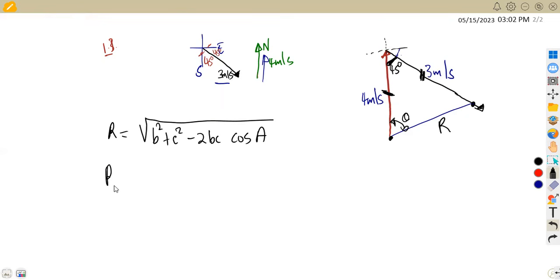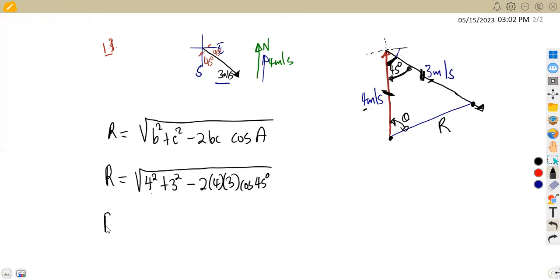The B and the C are the sides that are creating our angle, which is the 4 and the 3. So this is going to be 4 squared plus 3 squared minus 2 times the 4 times the 3, times the cosine of the angle between the given sides, which is the angle of 45 that is inside the triangle here. So this is going to be the cosine of 45. So this gives us the resultant.